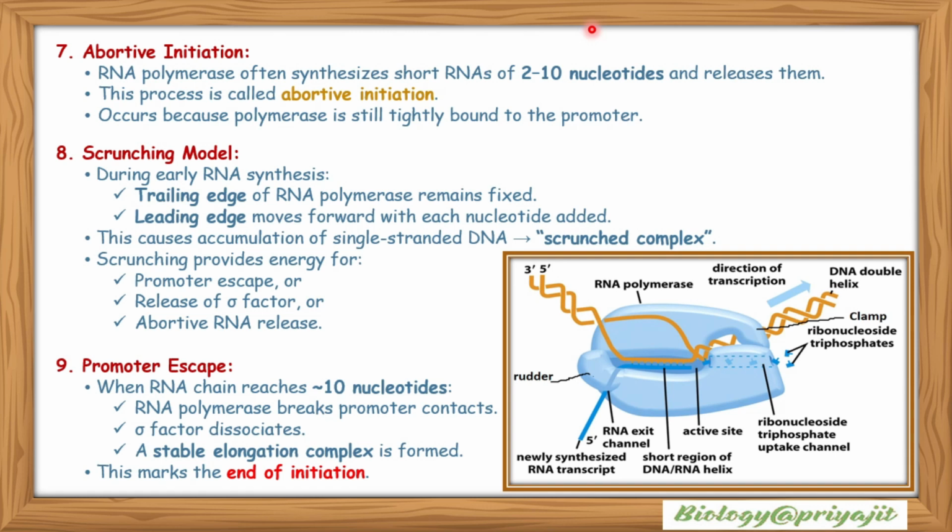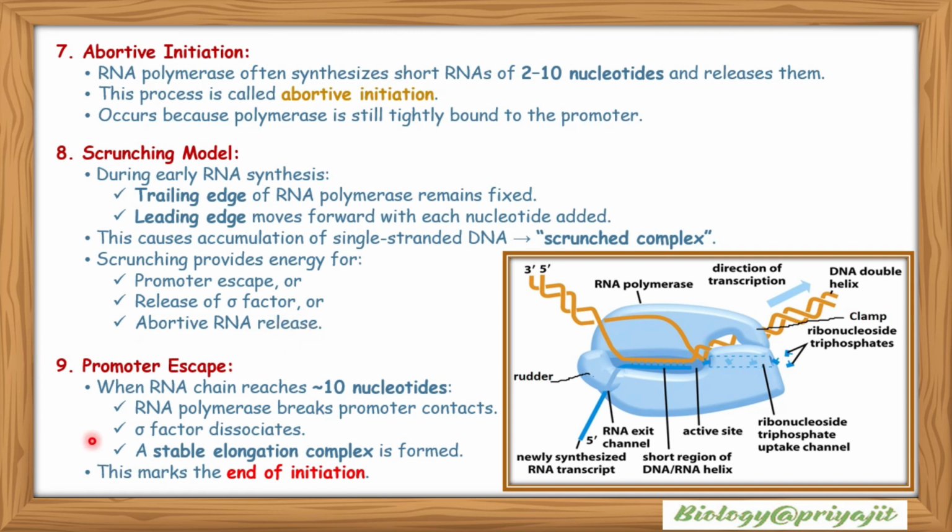Number 4, for every nucleotide added to the growing RNA chain, the DNA is pulled into the enzyme, and ultimately this causes accumulation of unwound or single-stranded DNA inside the enzyme. This compressed DNA-enzyme structure is called the scrunched complex. So scrunching provides energy for promoter escape, release of sigma factor, or abortive RNA release.